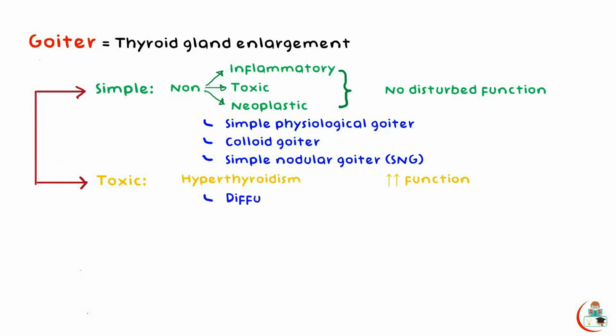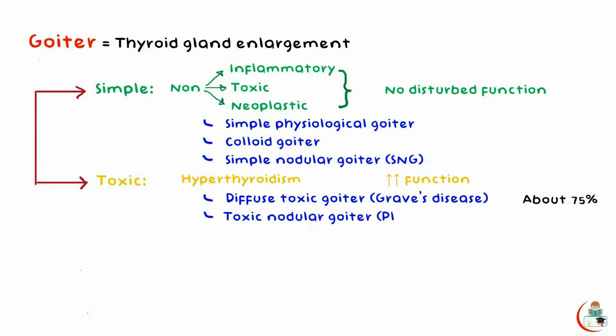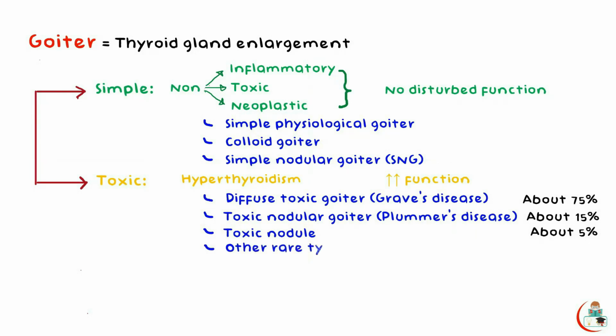Examples are diffuse toxic goiter, also called primary toxic goiter or Graves' disease. This represents about 75% of all toxic goiters. Next is toxic nodular or secondary toxic nodular goiter, which is also called Plummer's disease. That represents about 15%. The third important type is toxic nodule that represents only about 5%. In addition, there are other rare types like Jod-Basedow, thyrotoxicosis factitia, etc.